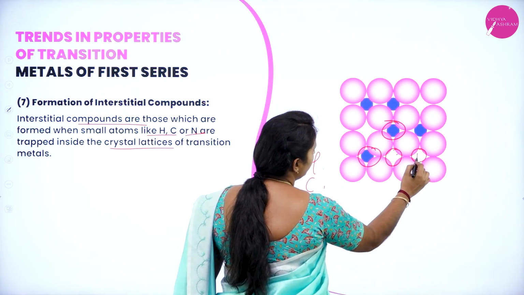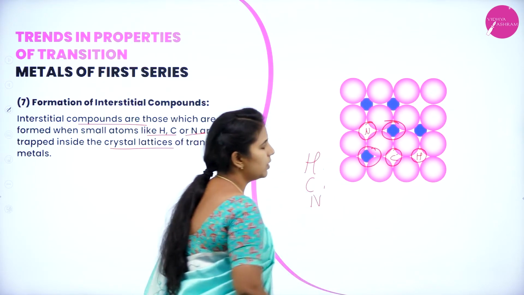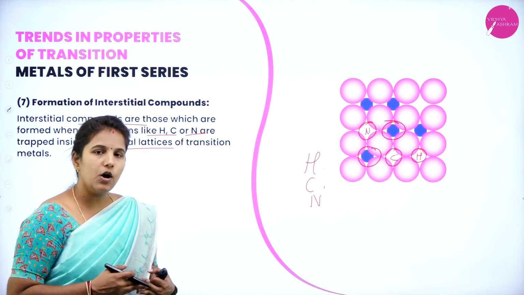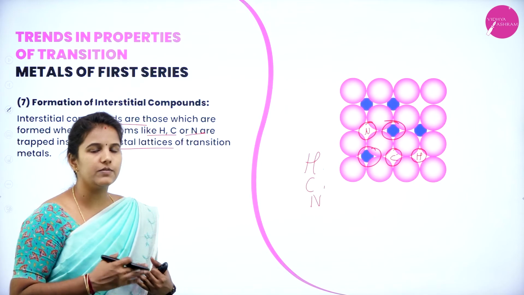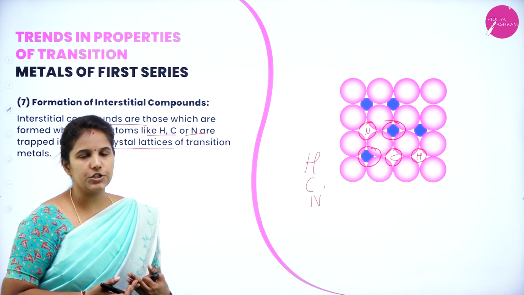If they get occupied by hydrogen, carbon or nitrogen, it forms what? Interstitial compound. Because on the interstitial sites, the small atoms like carbon, hydrogen or nitrogen get trapped. Such compounds are said to be interstitial compounds.